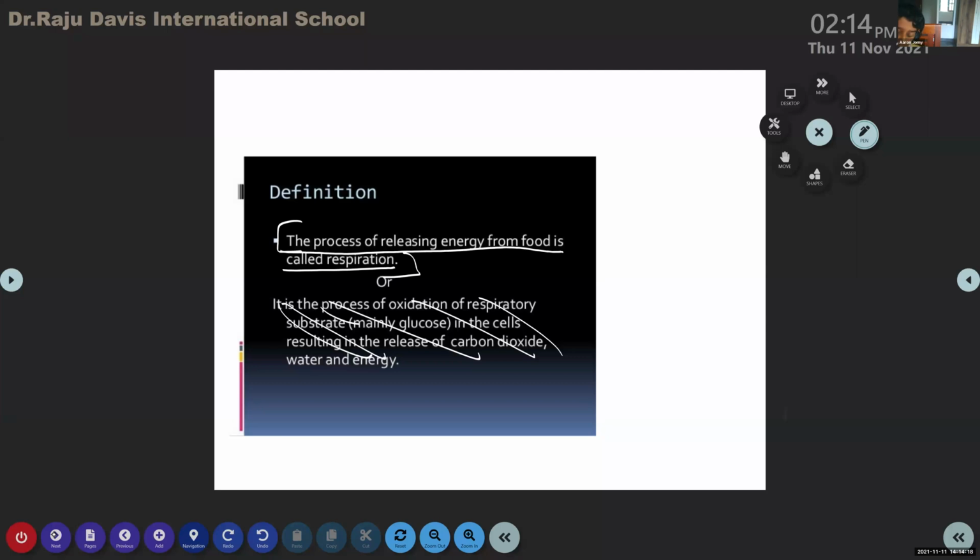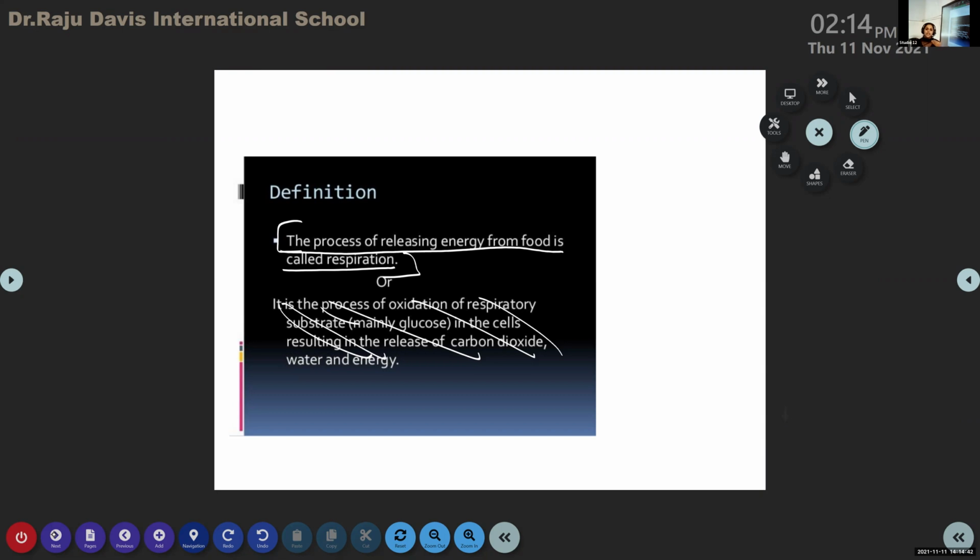By the process of breathing. Okay, by the process of breathing. That is why we say that initially breathing and respiration are two different phenomena, but breathing is related to whom? Related to respiration. Because the process of releasing energy from food is called respiration.